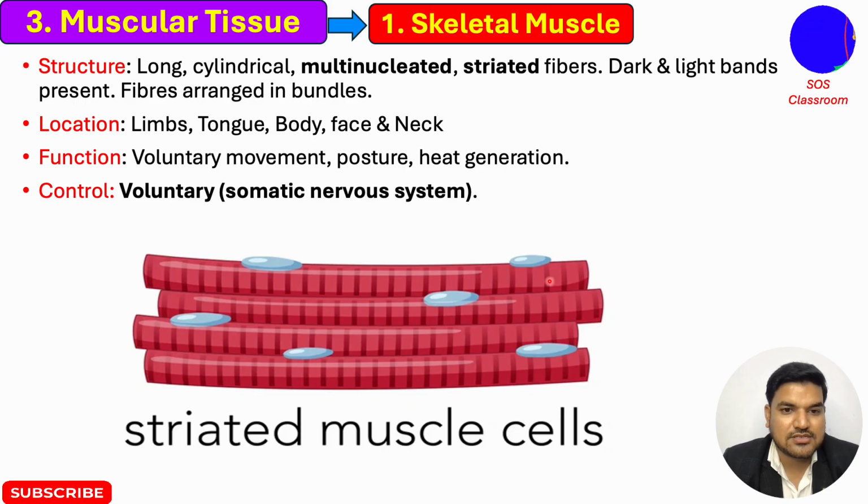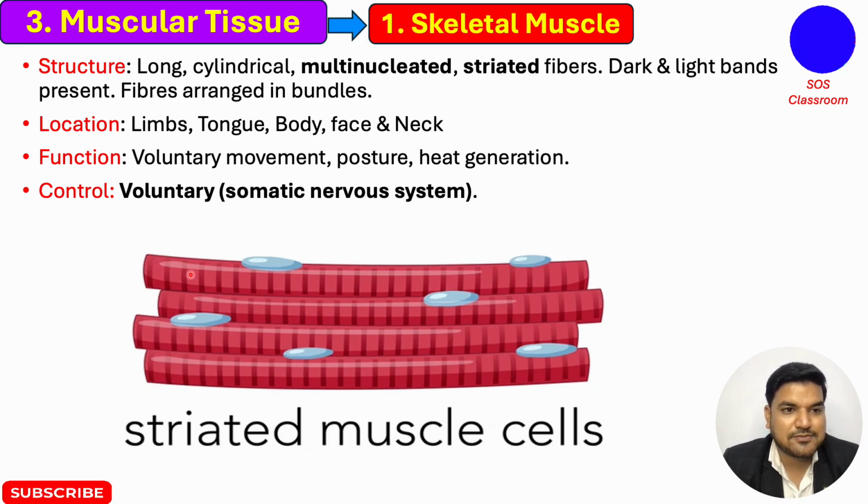You can see these are long muscles, cylindrical in shape, with striated fibers. What is the meaning of striated fibers? Just look at this structure. This is the dark band and this is the light. Again dark and light, again dark and light.